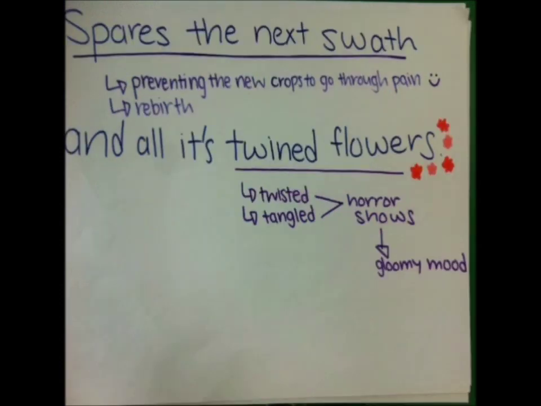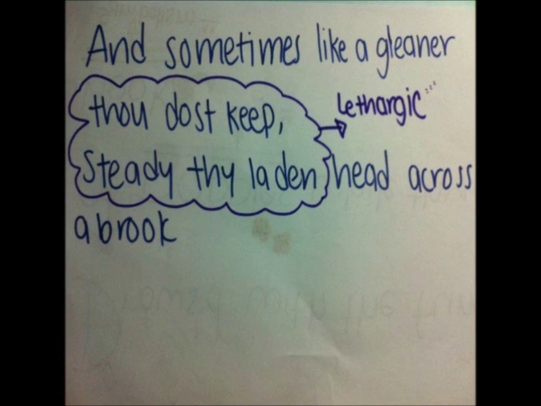Twine flowers are usually seen in horror movies, and this creates a very quiet atmosphere. Now this line talks about a gleaner who is defined as someone who picks up grain left in the field by the harvesters. Now this stanza also has the phrase, "Thou dost keep steady thy laden head." To me, this phrase creates a very lethargic environment and shows that death has been accepted by the people.